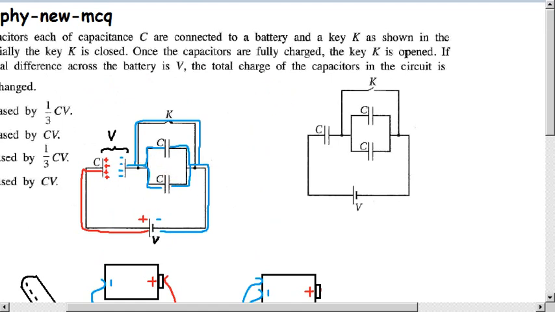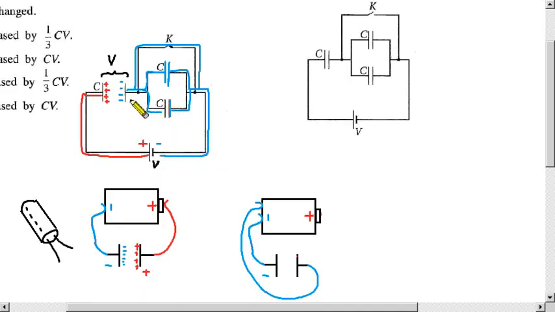Here you see, for these capacitors, the supply is taken only from the negative side. The negative side goes to this terminal, and also the negative side is connected to this side. So these two capacitors won't get charged. Therefore the total charge is only something here, say Q.